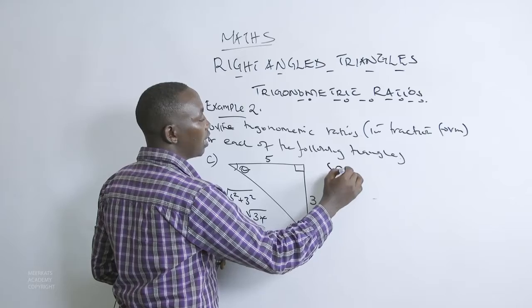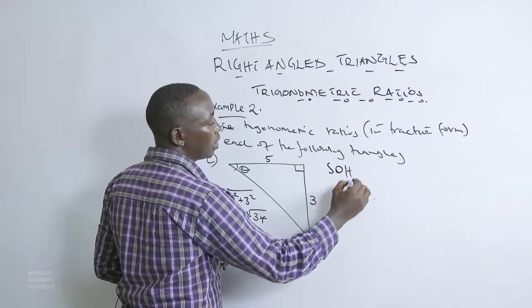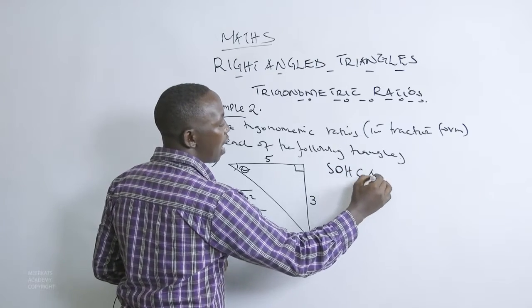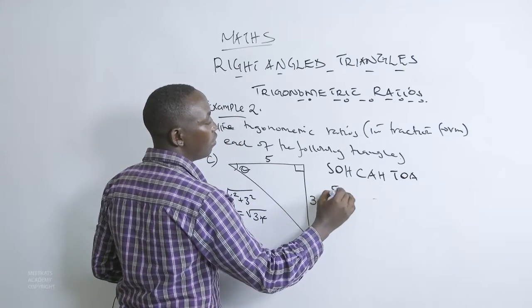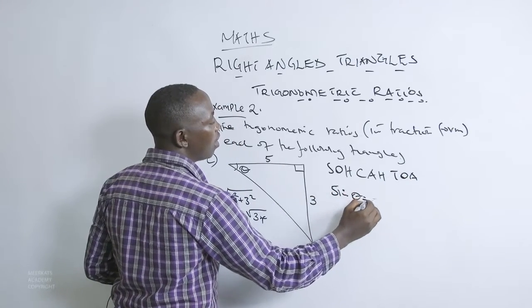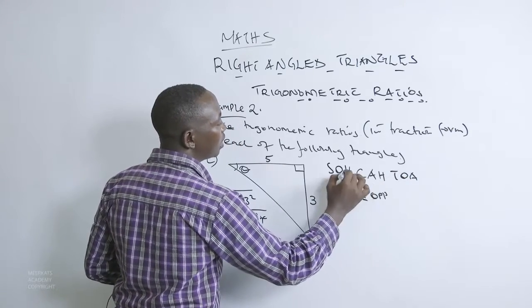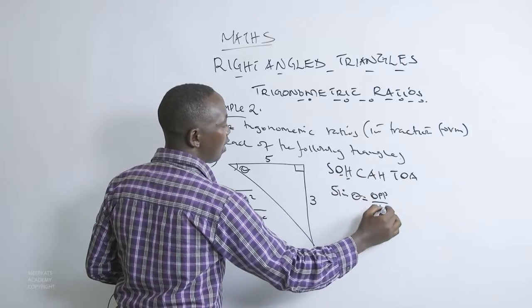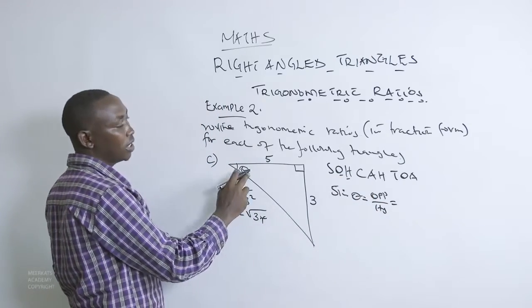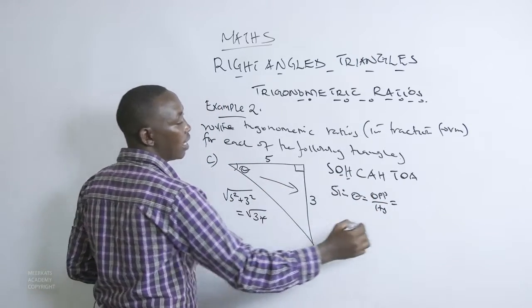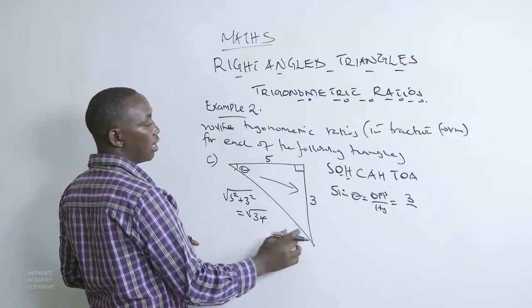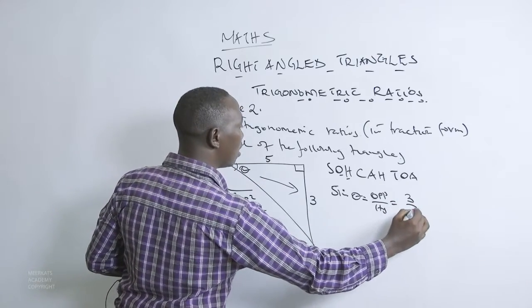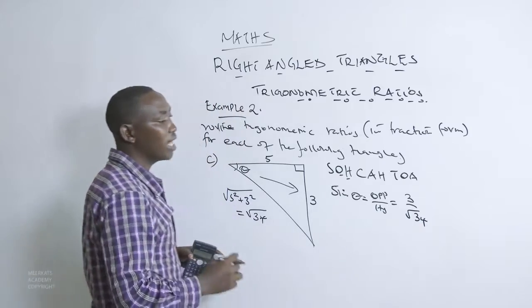So in getting the three trigonometric ratios, we use our acronym, SOH CAH TOA. Therefore, sine of theta will be given by the opposite all over hypotenuse. Opposite to this angle is 3. That will be 3 all over hypotenuse, which is the longest side, root of 34.